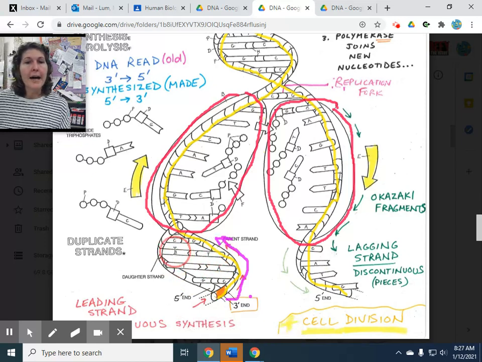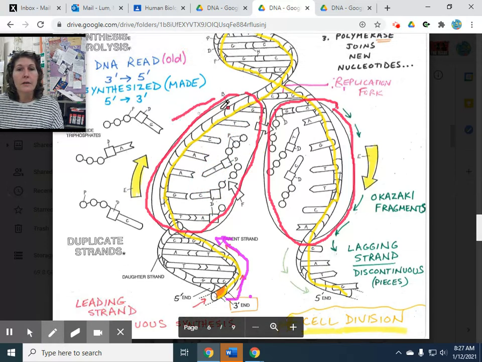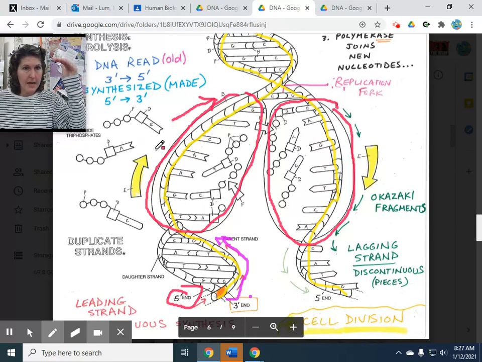Here's a thymine, let me add adenine. Here's guanine, cytosine, and he's going to keep going. So he's adding adenine, cytosine, thymine, guanine, adenine. He's going to keep working his way up that particular strand. So he is reading it 3' to 5', and he is making it 5' to 3'. So the top of this strand is now going to be a 3' end.